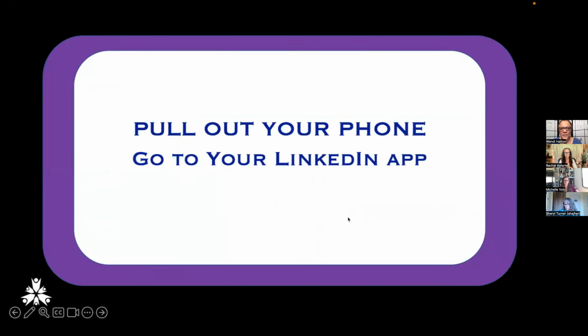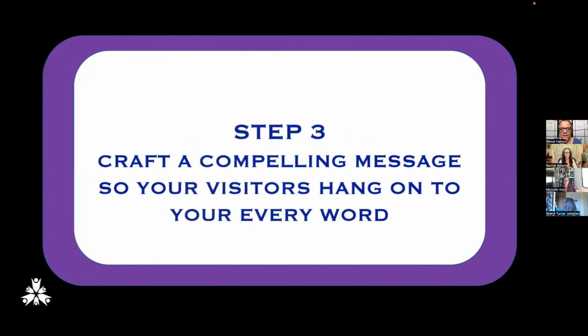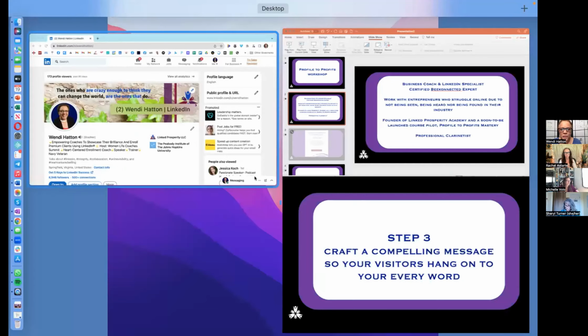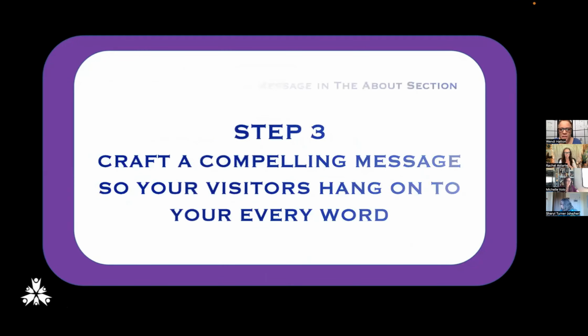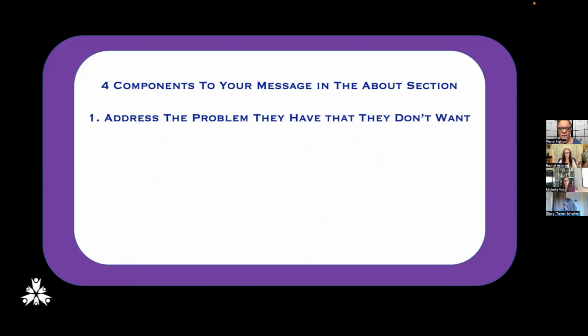Okay, so we did the LinkedIn app and the profile. Step 3 is craft a compelling message so that your visitors hang on to your every word, and that is the About section. I'll show you first how it works. There are 4 components to your message in the About section. The first one is you address the problem that they have that they don't want, the problem that you can actually solve.